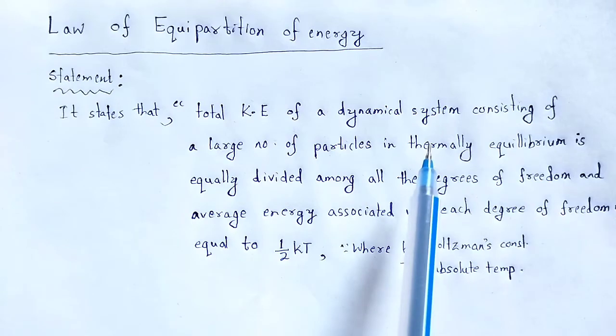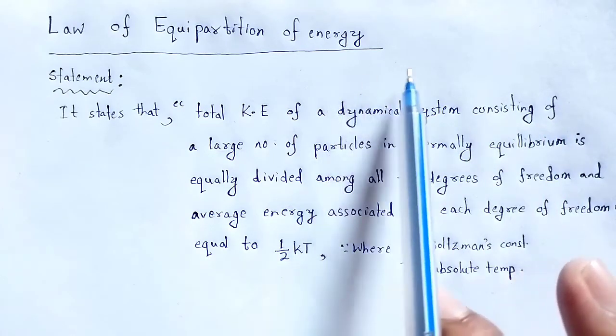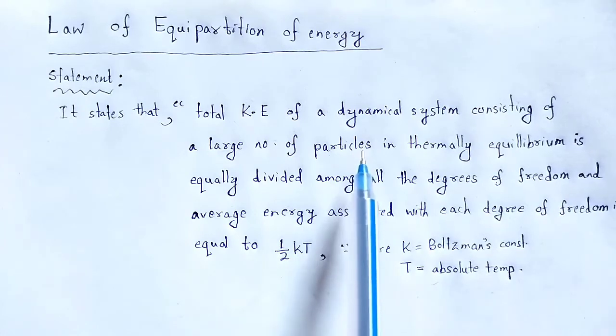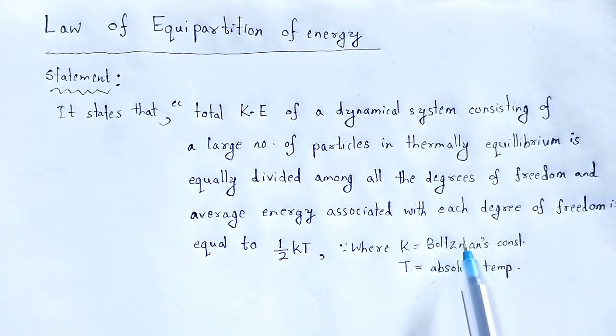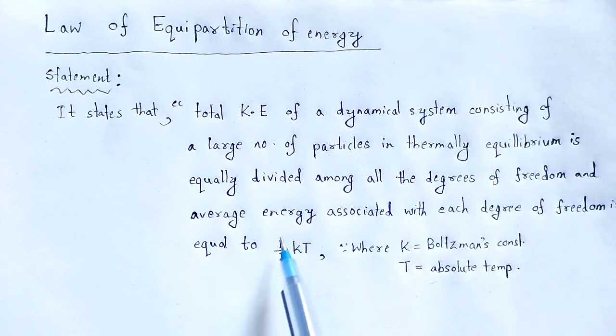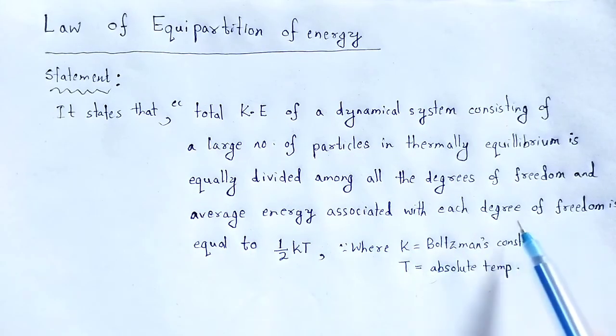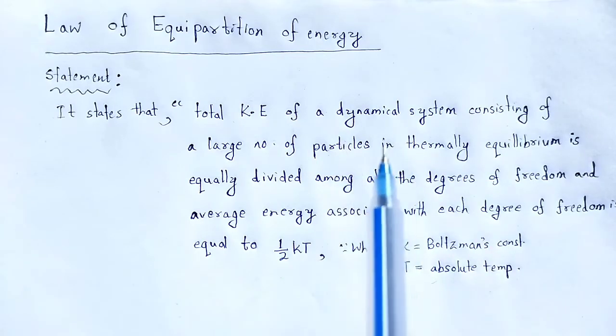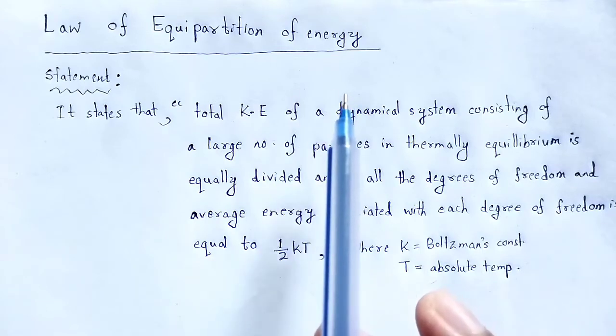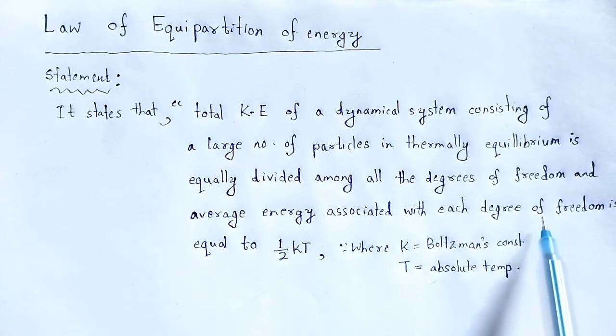Means the total kinetic energy of a dynamical system which is consisting of a large number of particles, and these particles are in thermal equilibrium, is equally divided among all the degrees of freedom, and the average energy associated with each degree of freedom is half kT, where k is the Boltzmann constant and T is the absolute temperature. This is the law of equipartition of energy, how energy is equally divided among all the degrees of freedom. Then the question arises, what is degrees of freedom?